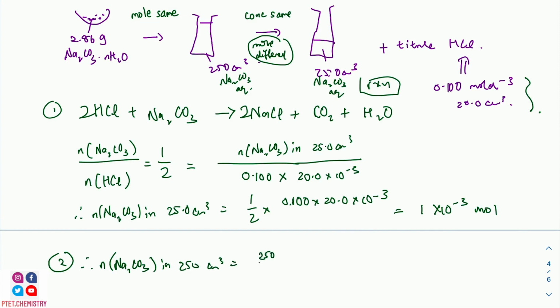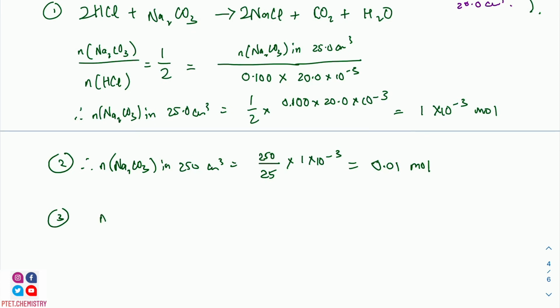to be the volume, 250 over 25, times the mole in the 25 cm cube. Hope you can see easily that since the concentration is the same, you have bigger volume, therefore you have more mole. You have bigger volume, therefore you have more mole by a factor of 10. That is 0.01 mole. That is the mole of the carbonate in here. But this is the Na2CO3 and H2O.